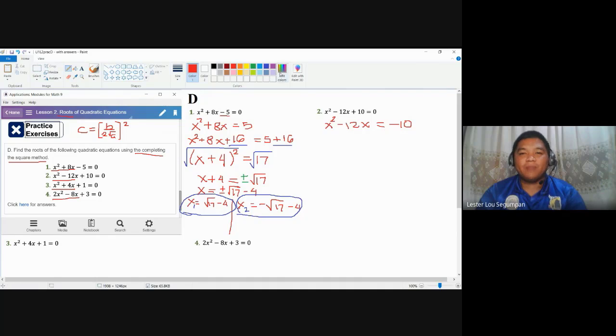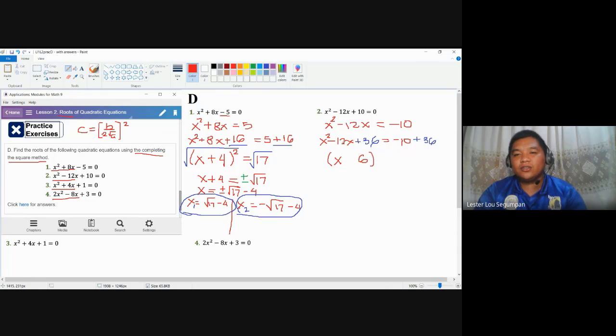The square of it is positive 36. That is what we're going to add here so that our expression will become a perfect square trinomial. You added 36 there. You also need to add 36 on the other side. Then we can now express this as a square of a binomial. Square root of the first term, x. The square root of the 36 is positive and negative 6. Again, positive and negative 6.